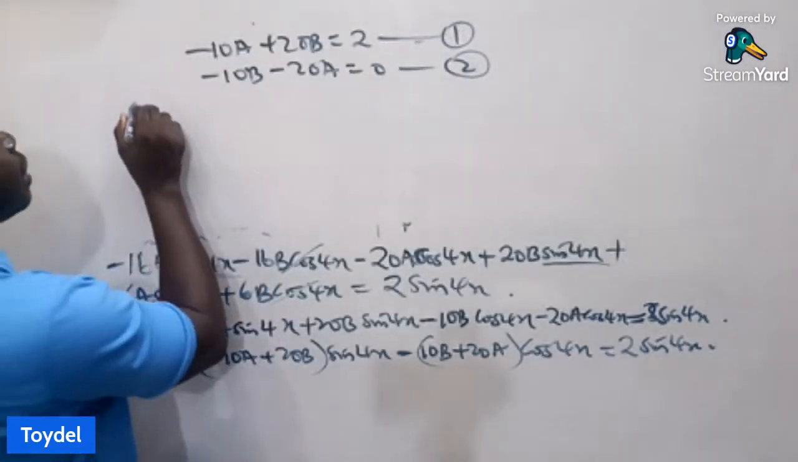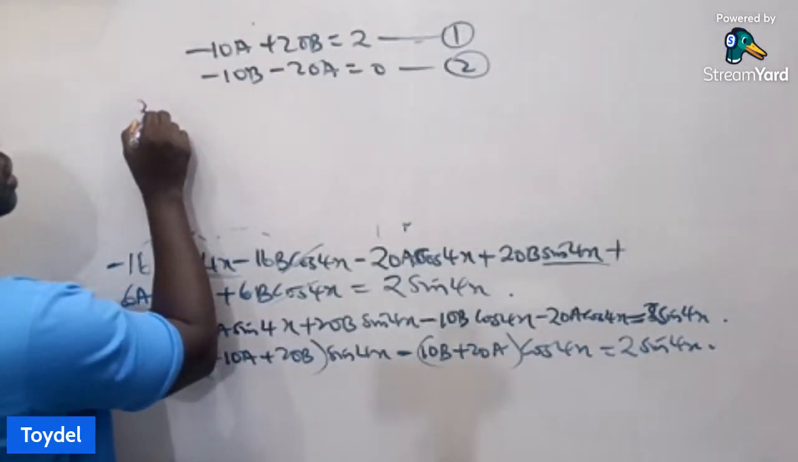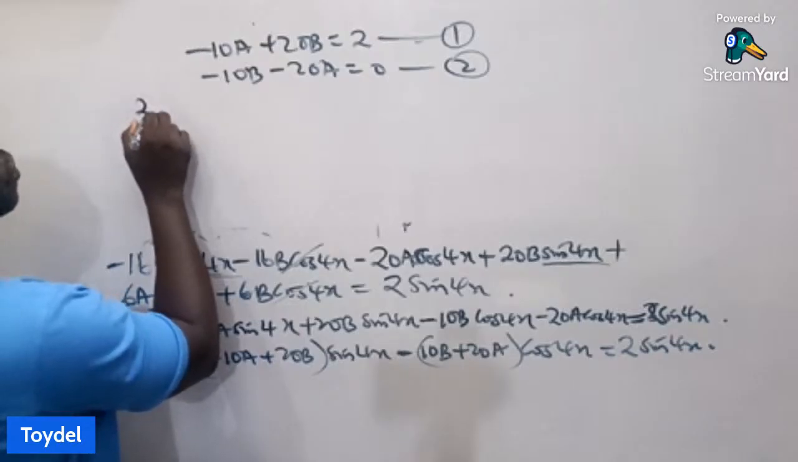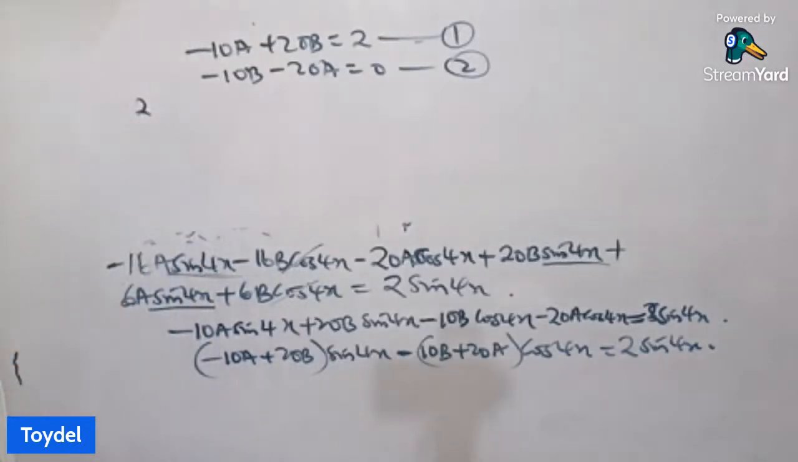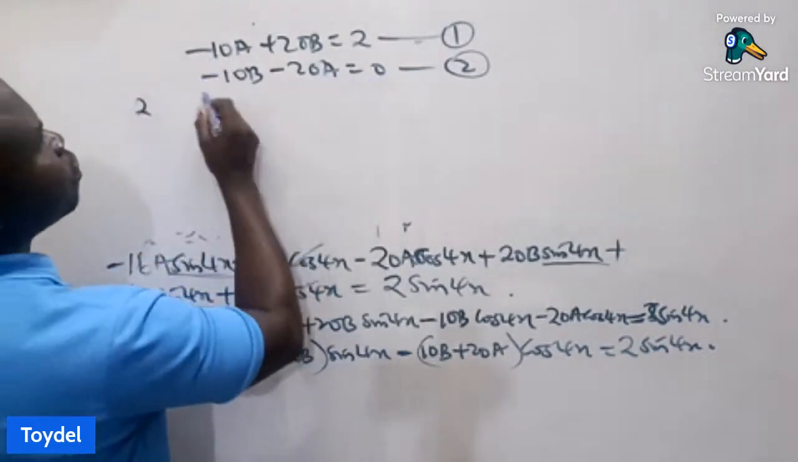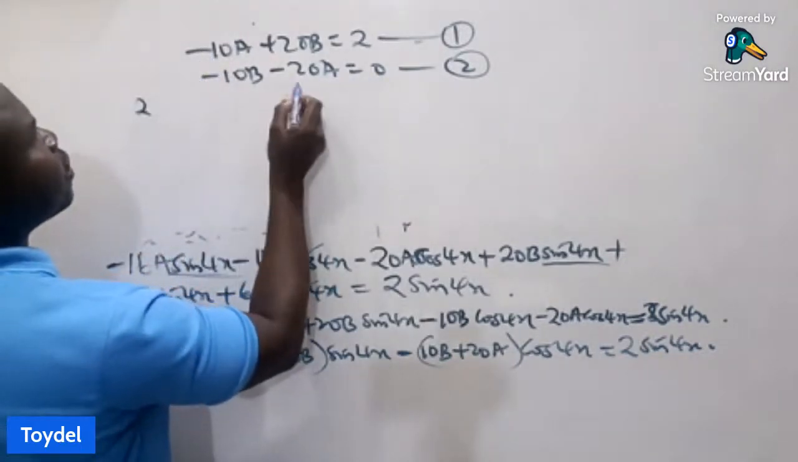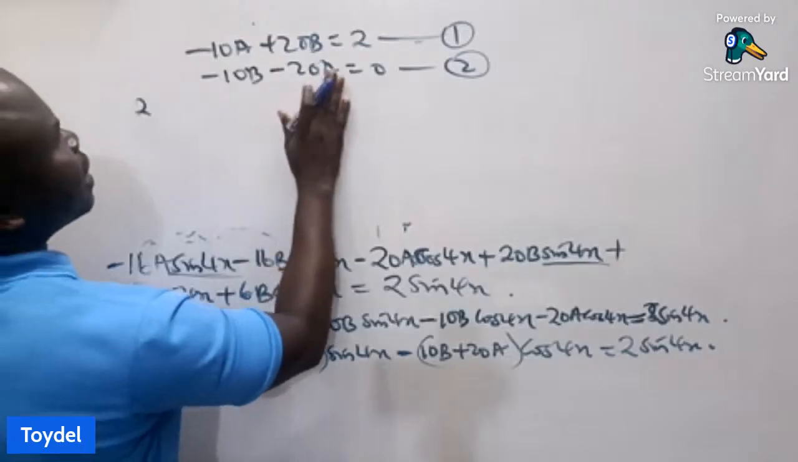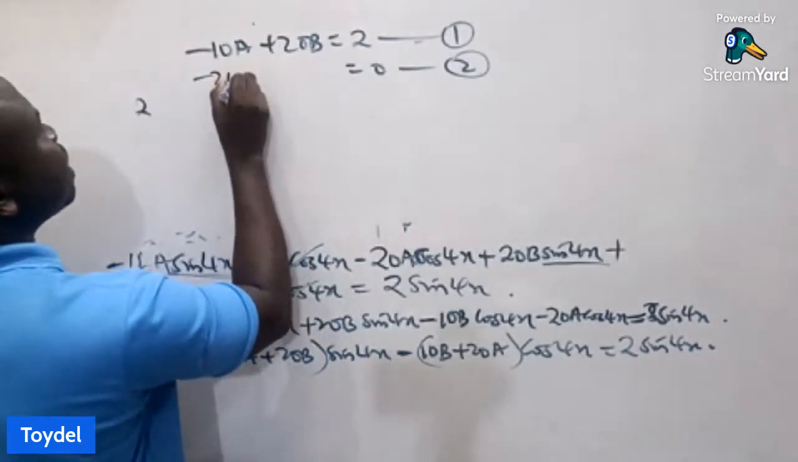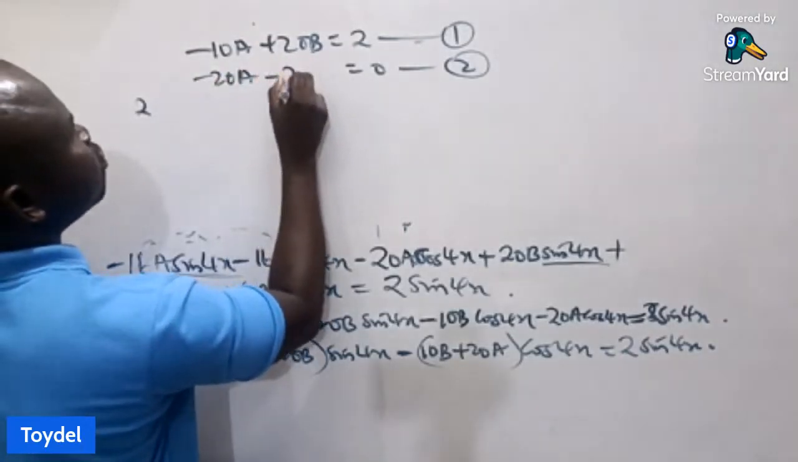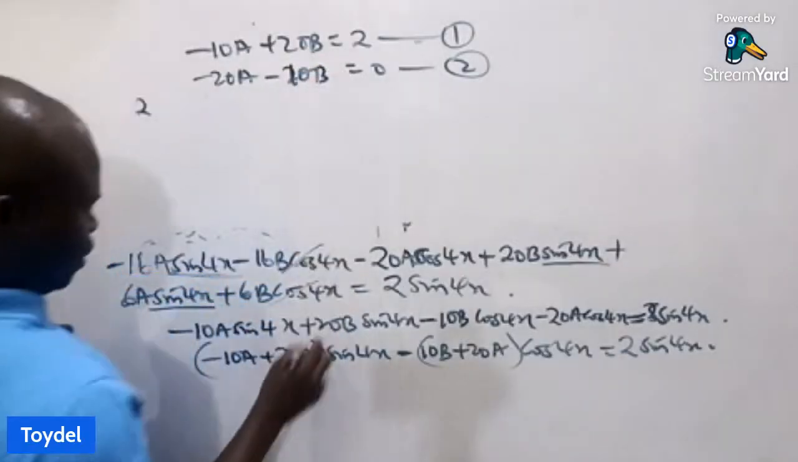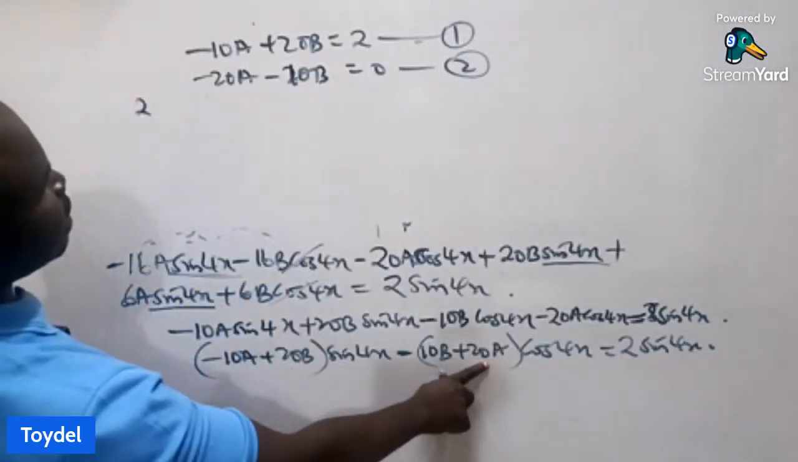If I use 2, how do I eradicate this? I can say 2 multiplied by equation 2. If 2 multiplies equation 2, what am I going to get? I can rewrite this as minus 20a minus 10b.